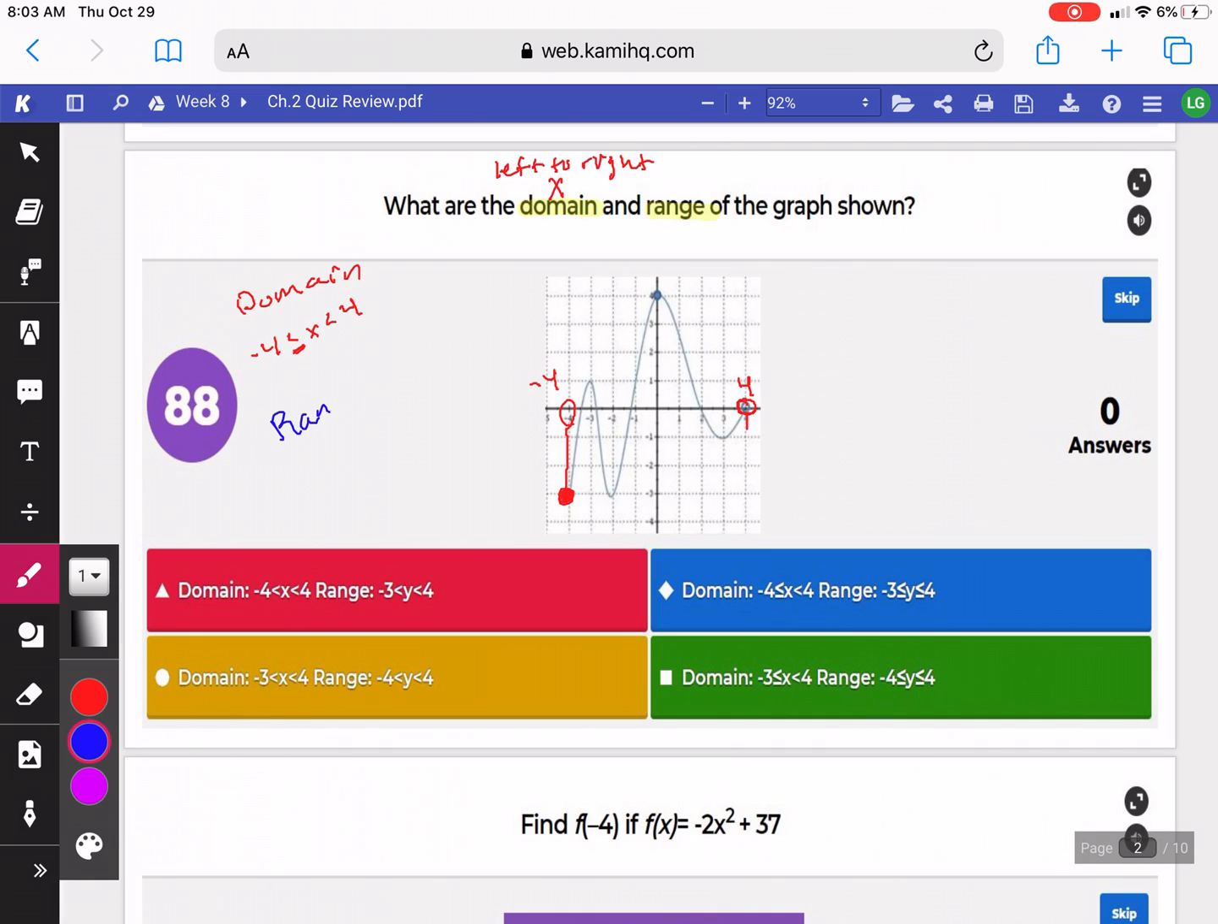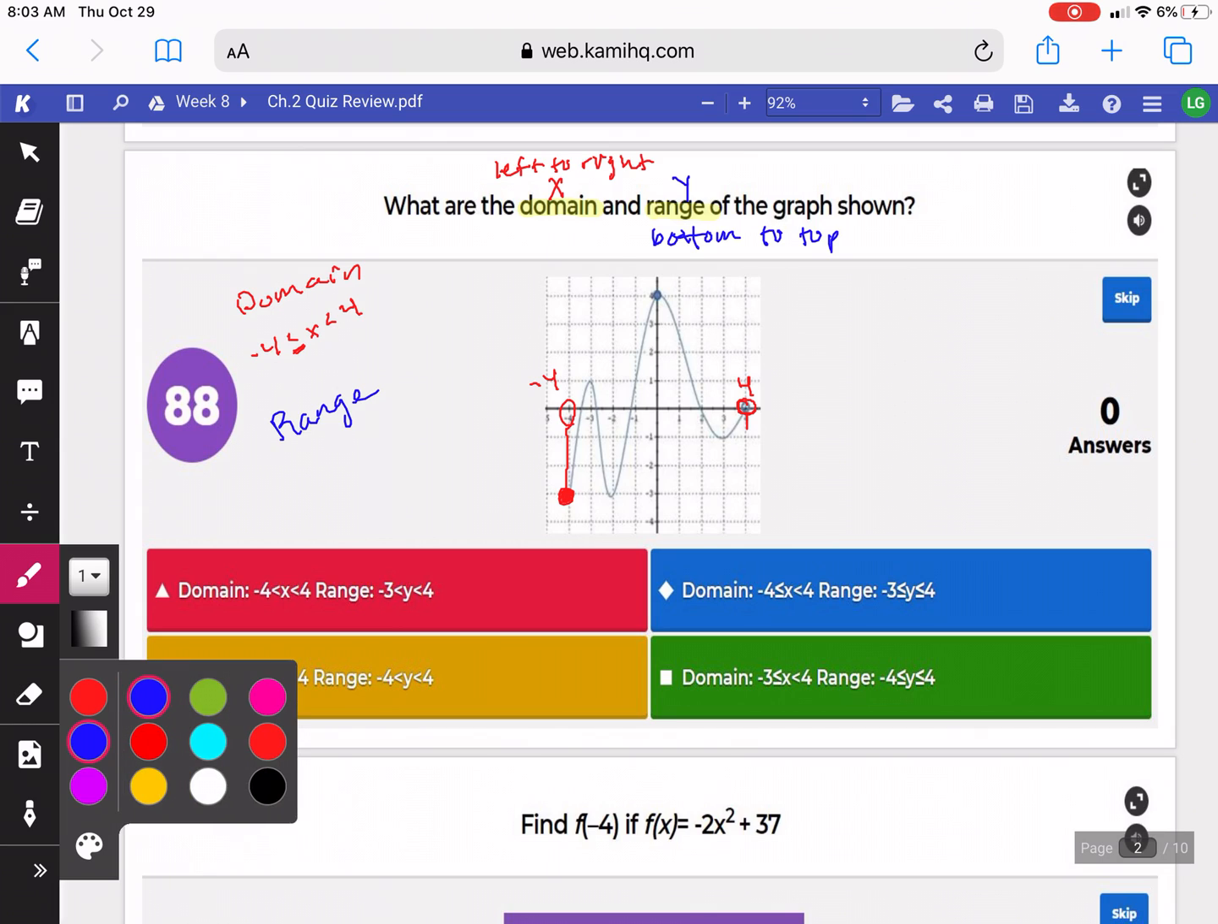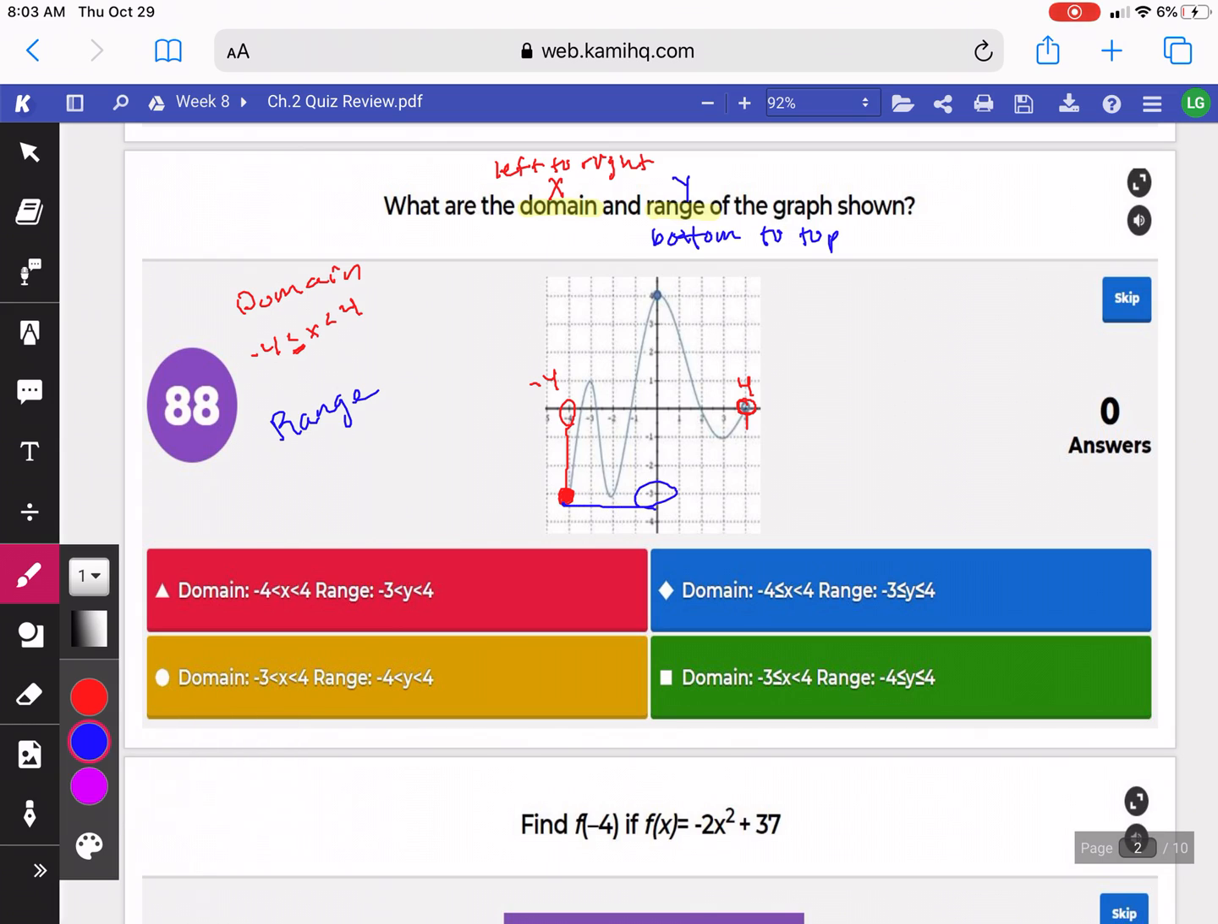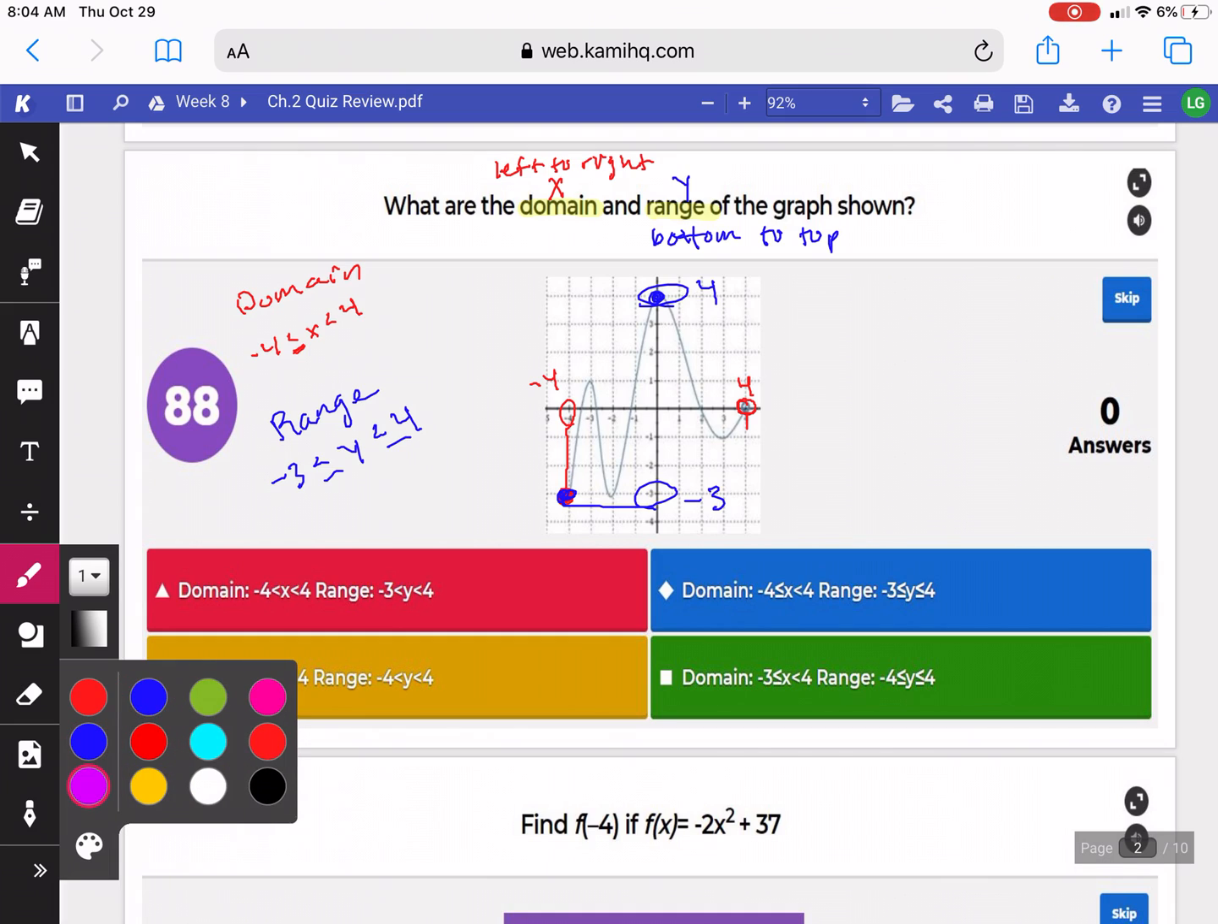When you're doing range, that's your y values, and you look bottom to top. So on the bottom, if we take it to the y, this one begins at -3. And on the top, it ends at +4. So this one goes from -3 to 4. And both of these are shaded, so we're going to use the equal to symbol on both of them. So the correct answer was this one right here.